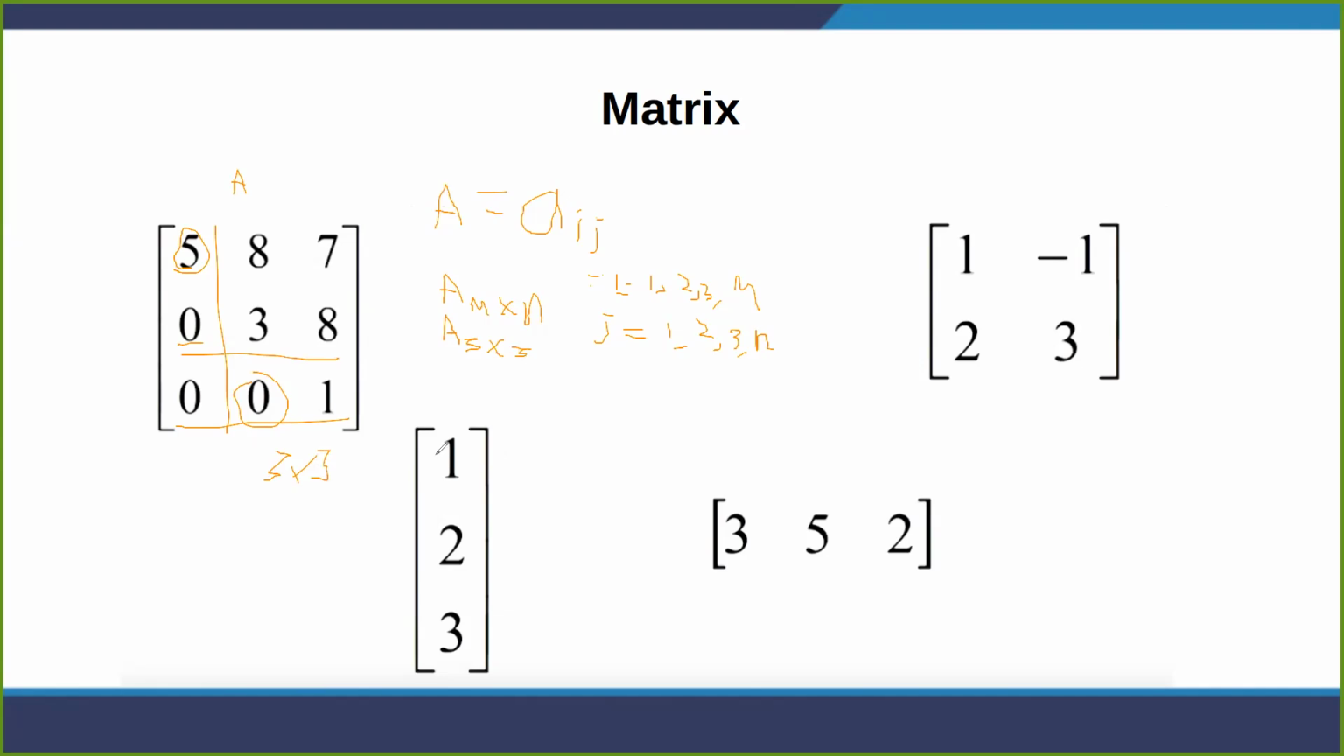There are how many rows? There are 3 rows, and there is only one column. So it is 3 cross 1. In this, there is only one row, but there are 3 columns. So 1 cross 3. Here it is perfect 2. So 2 rows and 2 columns, 2 cross 2.